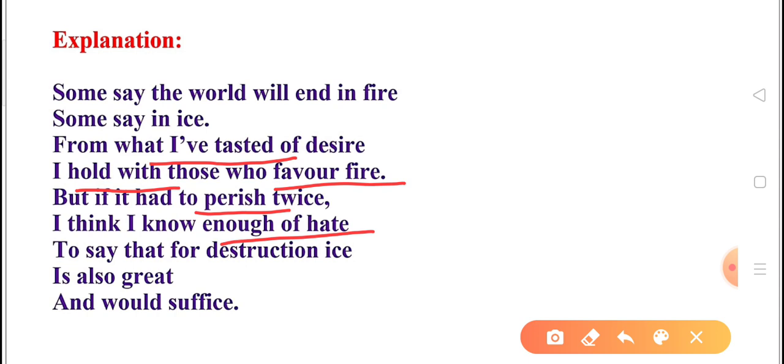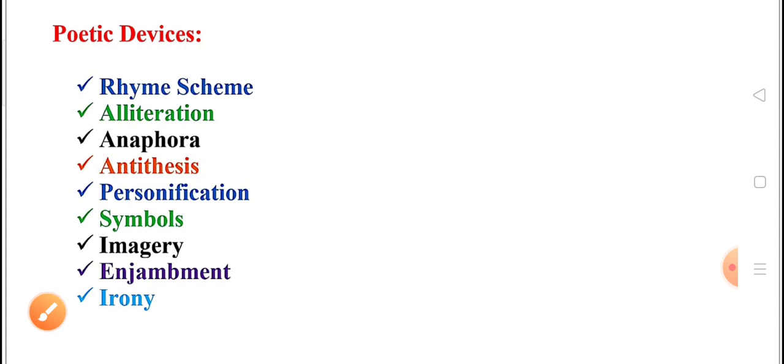So it's a very simple poem and very easy. There is hardly a word which we do not know at this level. And now we'll see the next part, which is about the poetic devices. So in poetic devices, students, first we'll see the rhyme scheme. Let's move back to the previous slide, and over here we'll see what rhyme scheme is being followed.